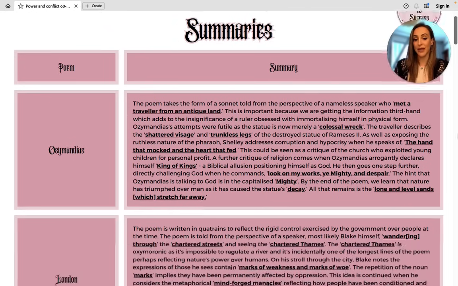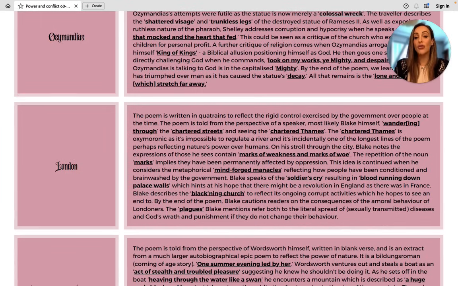So that is Ozymandias. Moving on to London. The poem is written in quatrains to reflect the rigid control exercised by the government over people at the time. The poem is told from the perspective of a speaker, most likely Blake himself, wandering through the chartered streets and seeing the chartered Thames. The chartered Thames is oxymoronic as it is impossible to regulate a river, and is incidentally one of the longest lines of the poem, perhaps reflecting nature's power over humans.